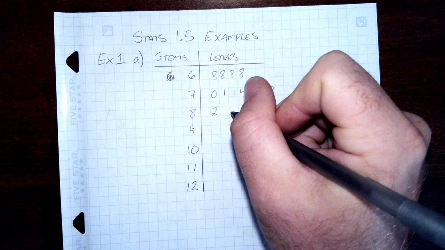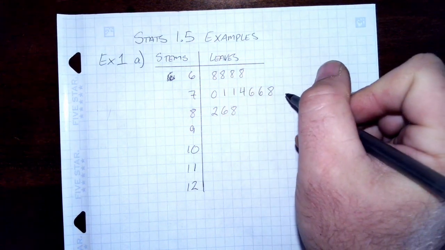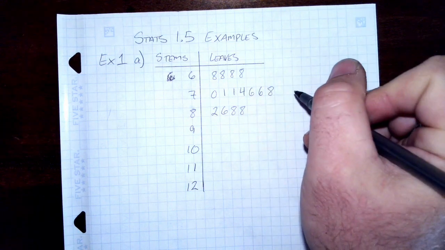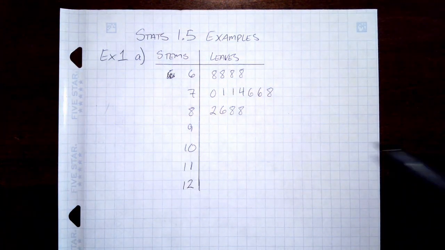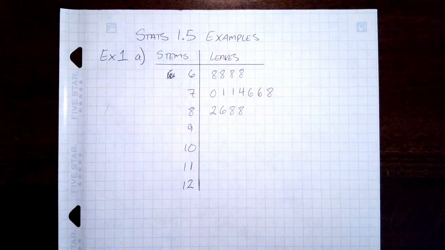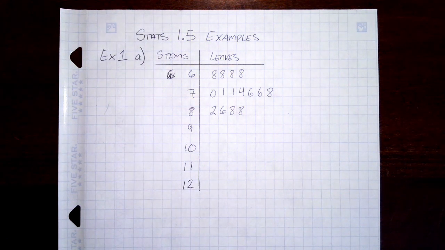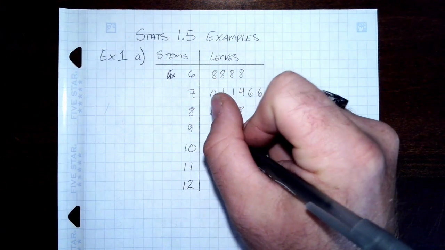I've got an 82, an 86, an 88, another 88. And notice how these are stacked right on top of each other. There's not really any variation. That will make it easier for us to see the shape of the distribution later, and the shape of the distribution helps us determine the best measure of center and the best measure of spread. That way we can tell what is going to be typical in a group or a data set.